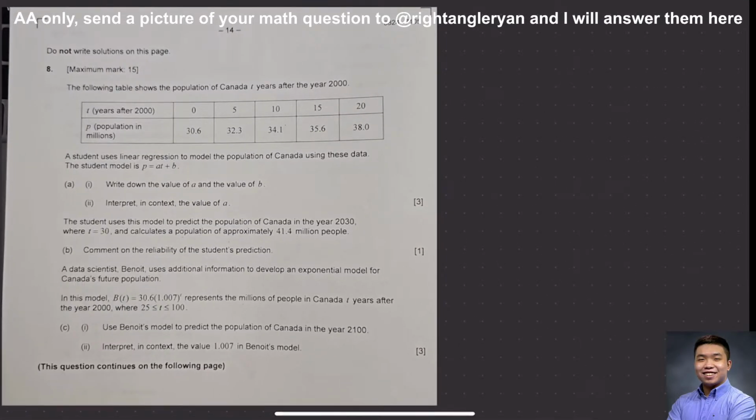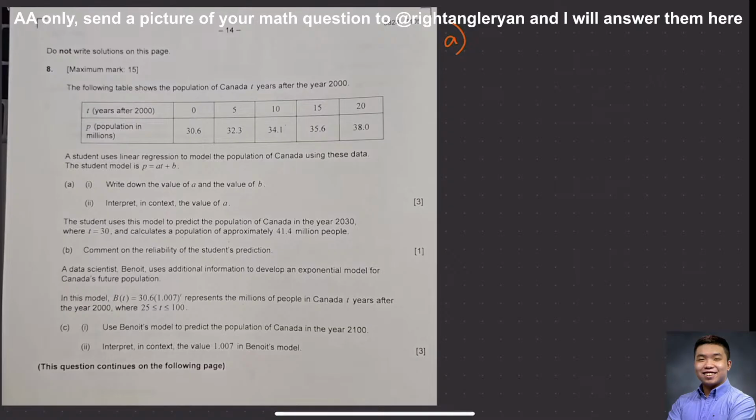Part A. Write down the value of A and the value of B. So we just put it in the calculator. Put this in the calculator, we get 0, 5, 10, 15, 20, and 30.6, 32.3, 34.1, 35.6, and then 38.